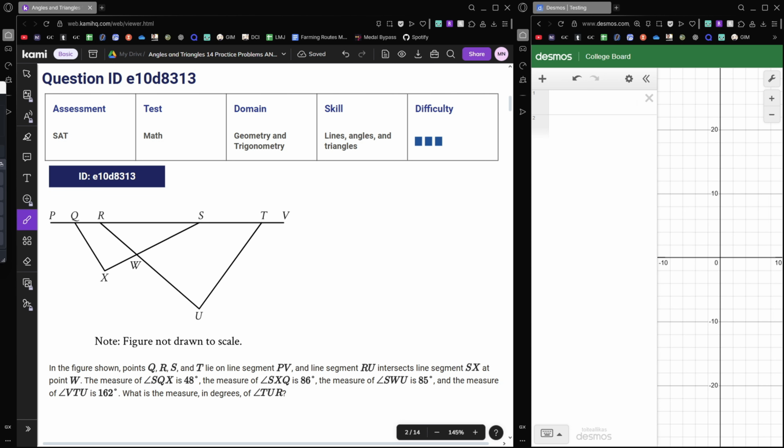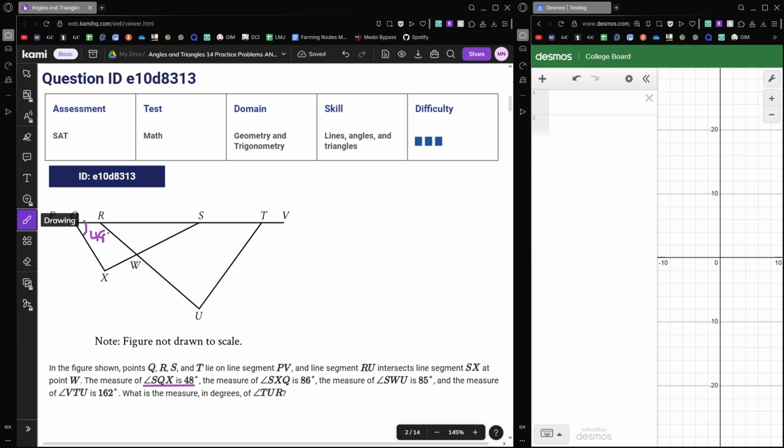Question number 2. In the figure shown, points Q, R, S, and T lie on line segment PV, and line segment RU intersects line segment SX at point W. The measure of angle SQX is 48 degrees. So here's SQX. That means that this angle is 48 degrees.